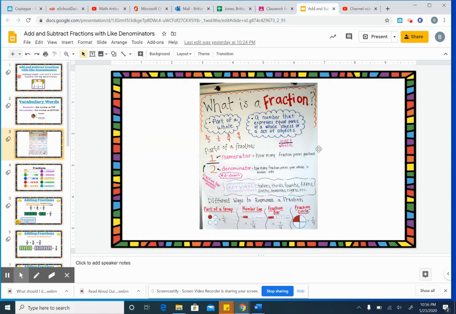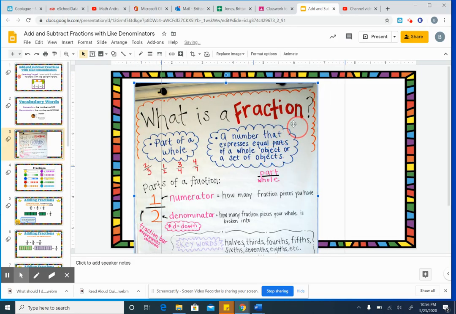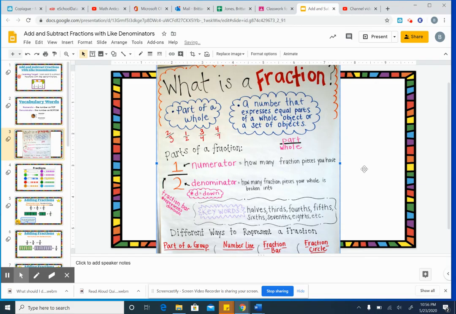now let's look at this anchor chart here. I can even make this a little bit bigger for us to read it a little clearer for now. So what is a fraction? A fraction is a part of a whole. Okay, so a number that expresses equal parts of a whole object or a set of objects. So examples of fractions are 2/3, 1/2, 3/4, or 4/7.